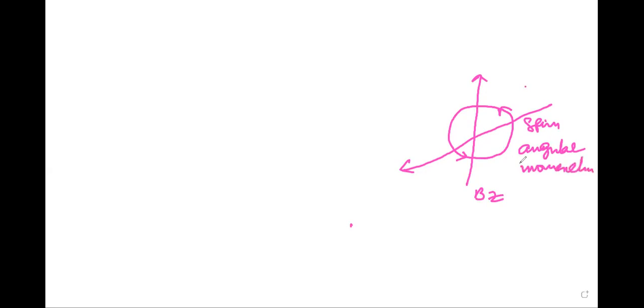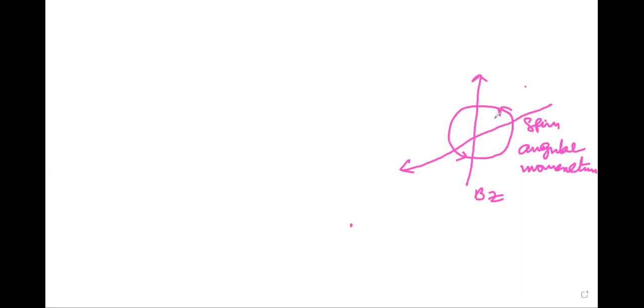this is the spin angular momentum. The magnetic field is Bz. This is the spin angular momentum. Then the spinning electron is placed in a magnetic field.